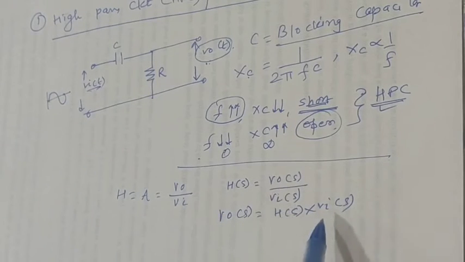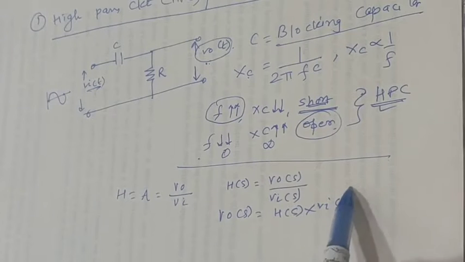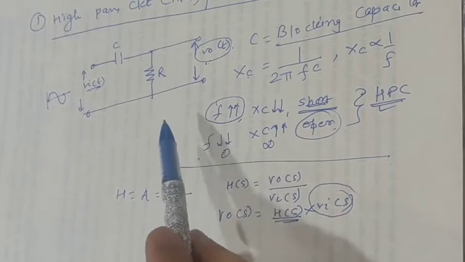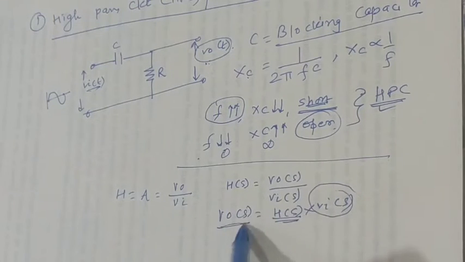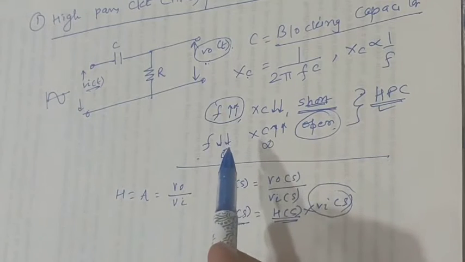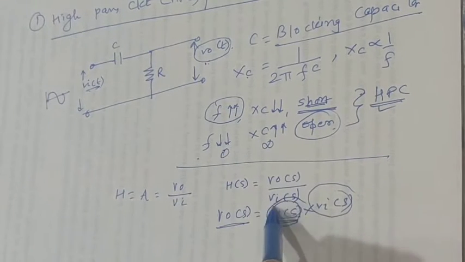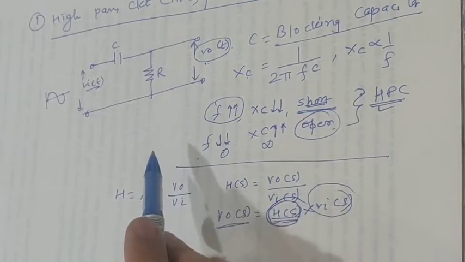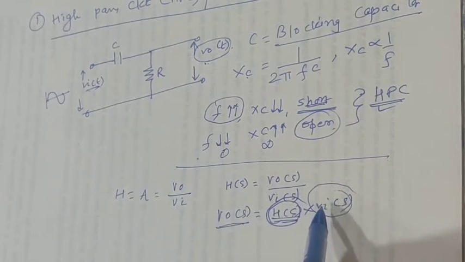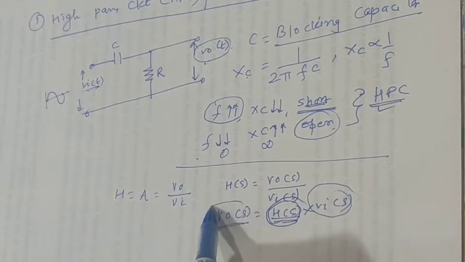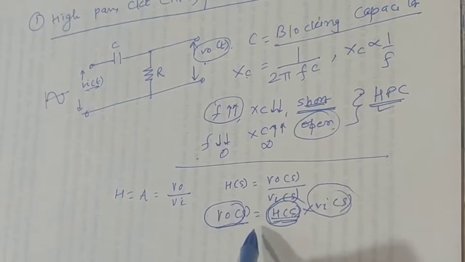V0 of S is equal to H of S into Vi of S. So if I multiply the input waveform with the transfer function of any circuit, of course I can get the output waveform, or the expression for the output, so that I can sketch the output waveform. So if I am in a position to find the transfer function for any of the circuits, then I can multiply the input signal that I want to apply, and then I will be in a position to get the output waveform. So it is very easy.